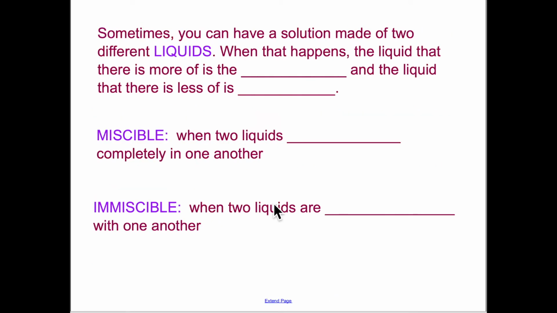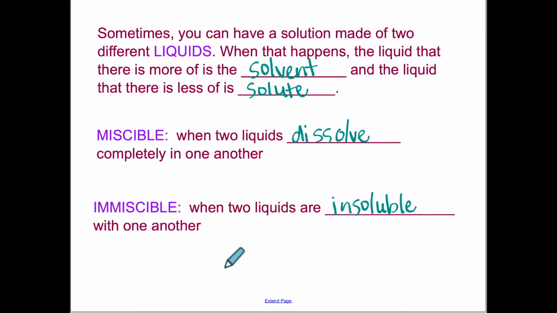Sometimes you can have a solution made of two different liquids. When that happens, the liquid that there is more of is the solvent, and the liquid that there is less of is the solute. When two liquids dissolve completely in one another, we call them miscible. When two liquids are insoluble with one another, we call them immiscible.